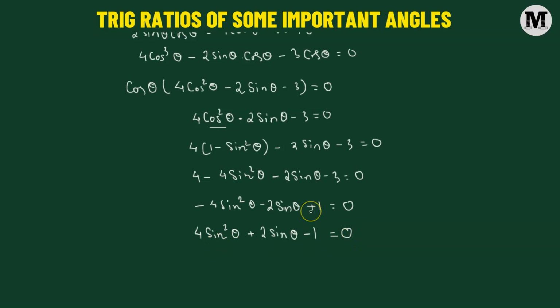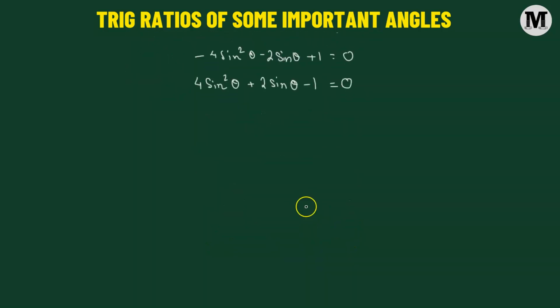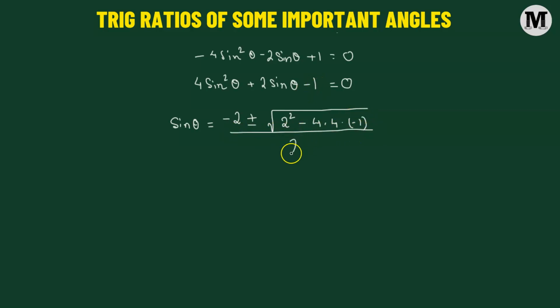So what we get here is a quadratic equation in sine theta. So you can use the standard formula to find out the value of sine theta. So sine theta is going to be equal to, we take negative of the coefficient of sine theta, that's 2. We get negative 2 plus or minus the square root of, now we'll take the coefficient of sine theta, that's 2, square it, and from it subtract 4 times the coefficient of sine squared theta, which is 4, times the constant term, that's negative 1, divided by 2 times the coefficient of sine squared theta, so that's 4.